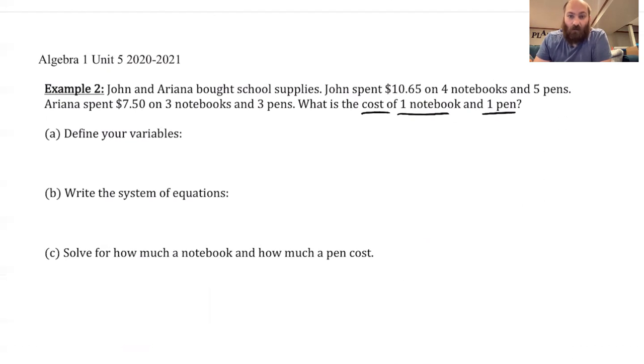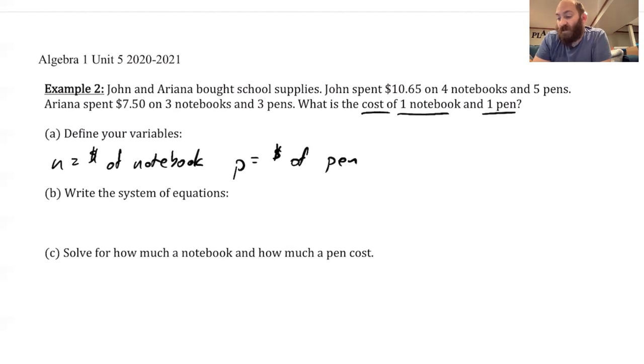That's going to help me define my variables. Look to the question. Remember, variables need to answer the question. Cost of each, so that's what I'm going to say. And we'll do N and P, I guess. N is the price of a notebook. P is going to be the price of a pen.